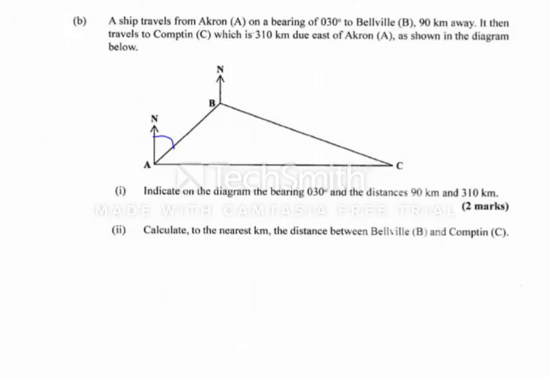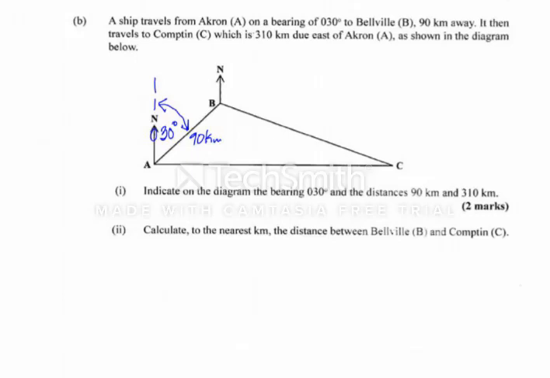Let's try and put it in a little bit better. The angle here is 30 degrees. If you want to write it properly, it's actually 030 degrees. And the distance from A to B is 90 kilometers. So it travels.